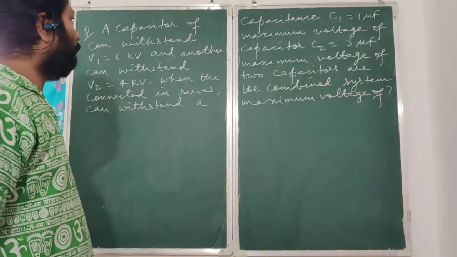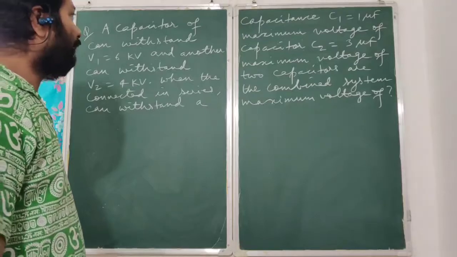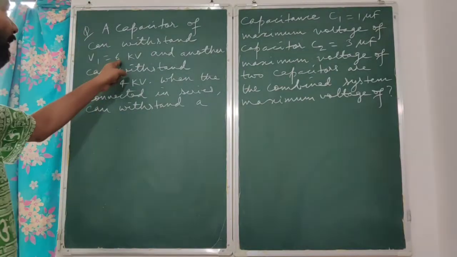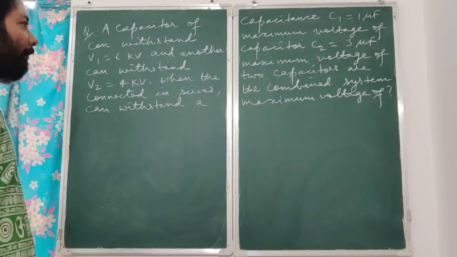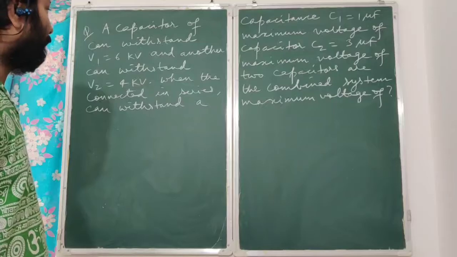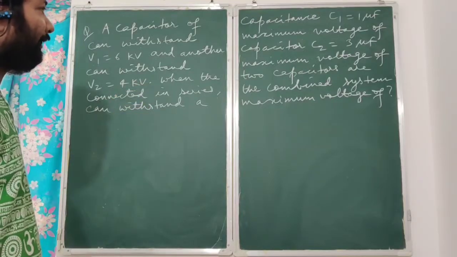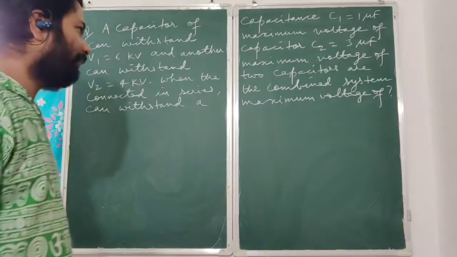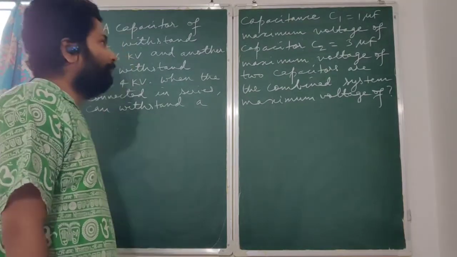Okay, so let's see this question. A capacitor of capacitance C1, 1 microfarad, can withstand a maximum voltage of V1, 6 kilovolt, and another capacitor C2 equal to 3 microfarad can withstand a maximum voltage of 4 kilovolt. When the two capacitors are connected in series, the combined system can withstand a maximum voltage of.